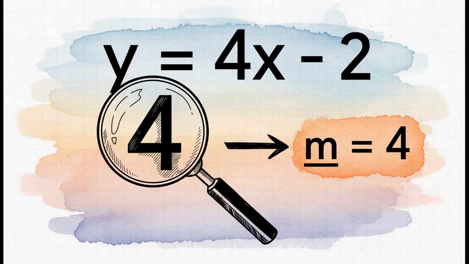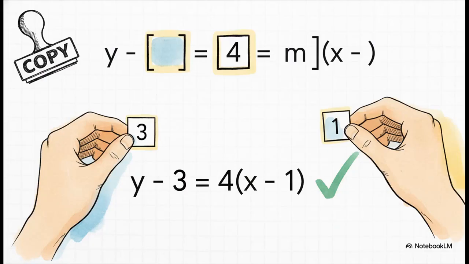Step 1, find the old slope. And hey, look at that. The equation is already in that beautiful y = mx + b format, so the slope is just sitting there, plain as day. It's the number right next to the x. The slope is 4. Easy enough? And now, let's knock out steps 2 and 3. Step 2, we keep that slope. No questions asked. Our new slope is also 4.